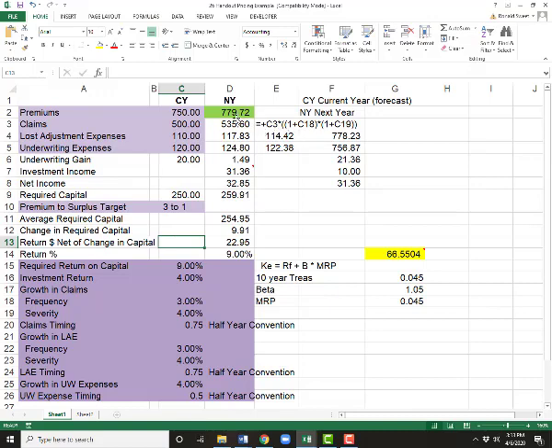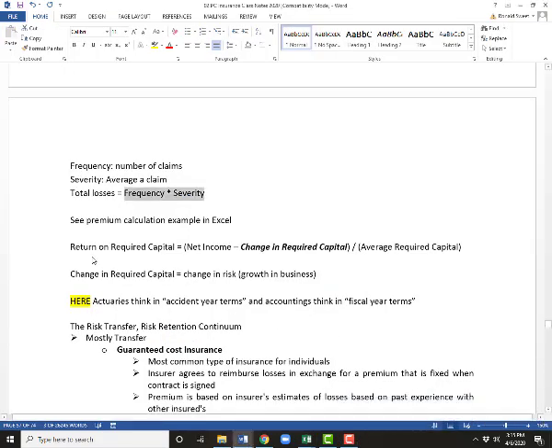My computer is absolutely frozen, so let me pause and see if I can get this. All right, my computer is frozen, so I'll give you those formulas.